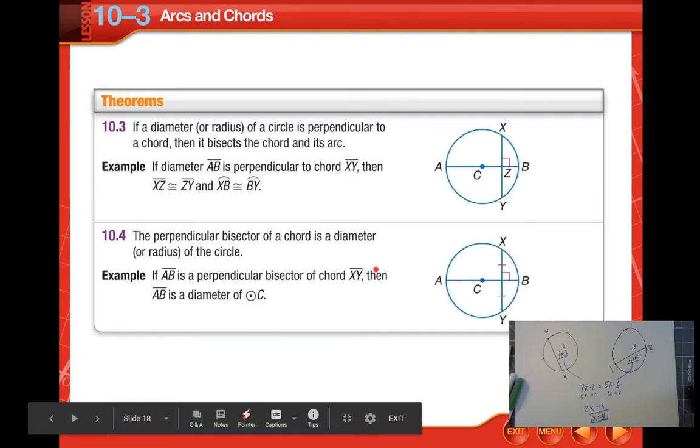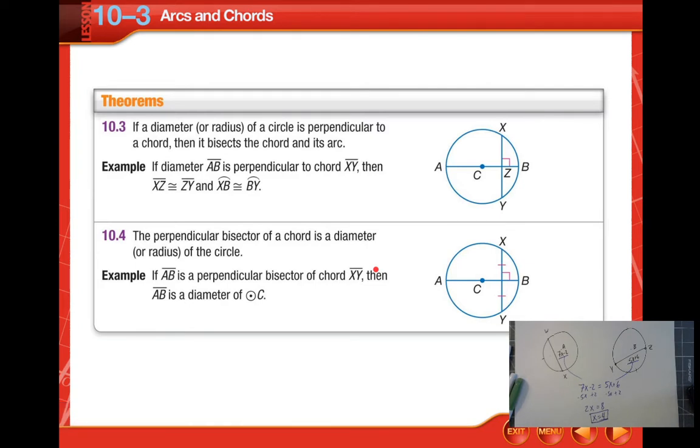Not only do we have that, we have some other things. If a diameter or radius of a circle is perpendicular to a chord, then it bisects the chord and its arc. Then the perpendicular bisector of a chord is a diameter of the circle.